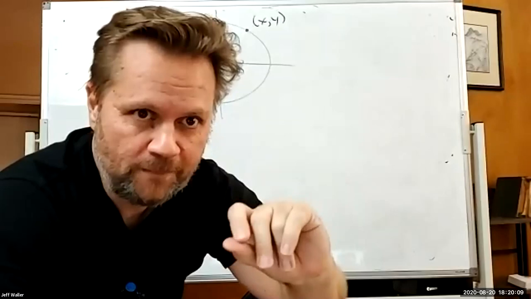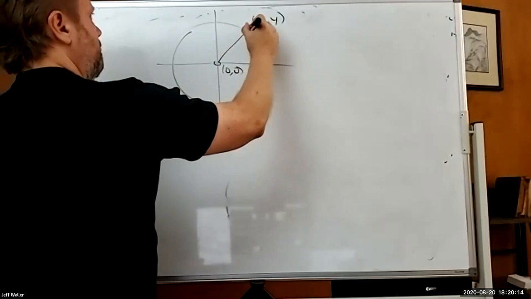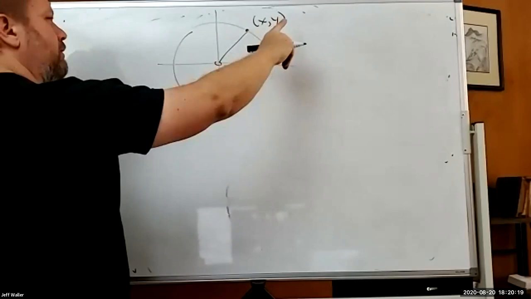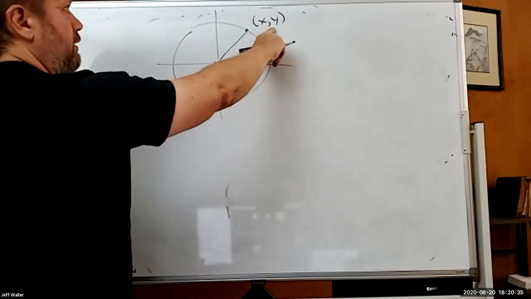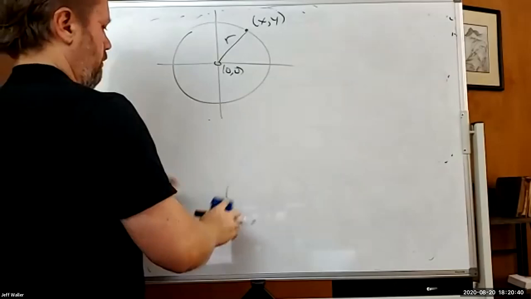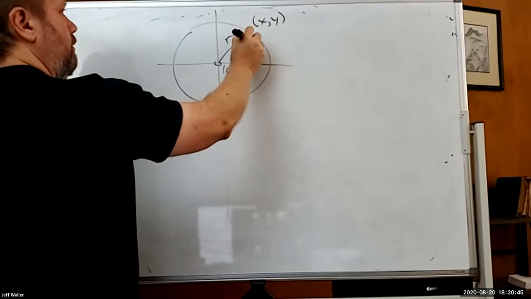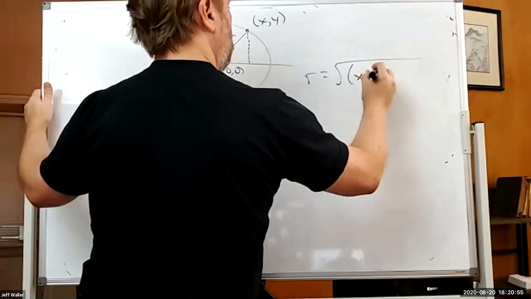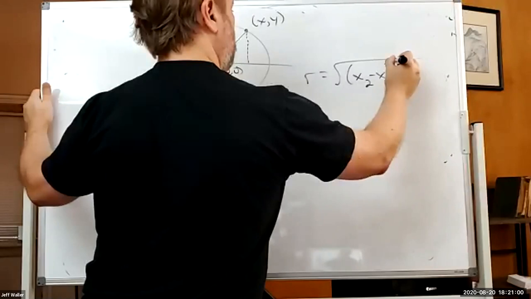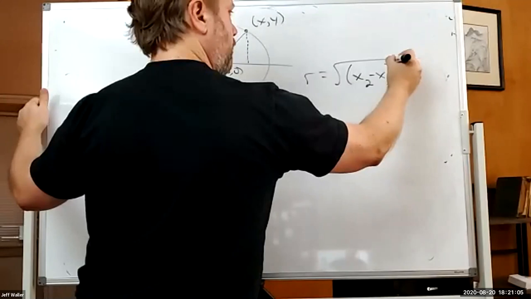All right, what is this distance? Do you remember the distance formula? That's the radius. It is the radius, it's the name of it. What is this distance, given this point and given this point? Let's call it R. Do you guys remember how to figure out that distance? Square root of... it's like x sub 2 minus x sub 1, yeah, and then plus y sub 2 minus y sub 1, squared.